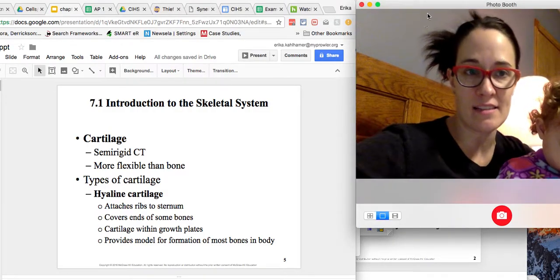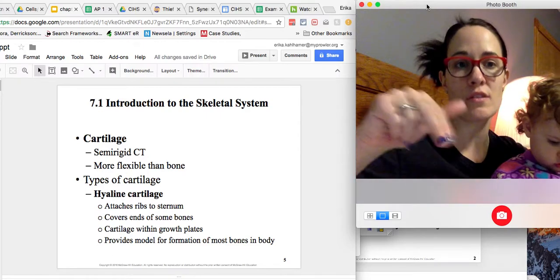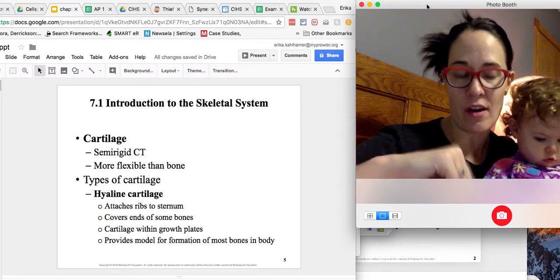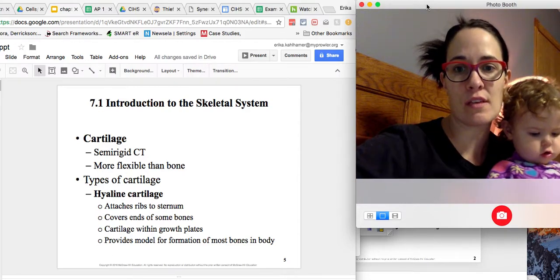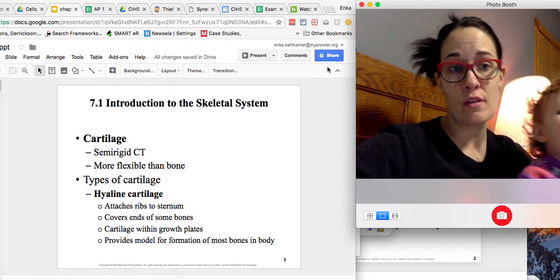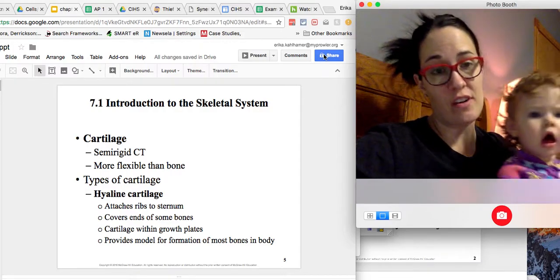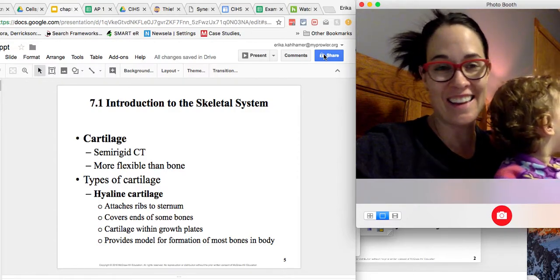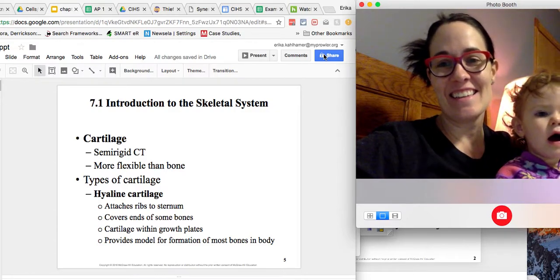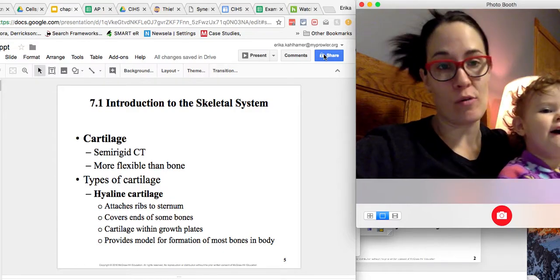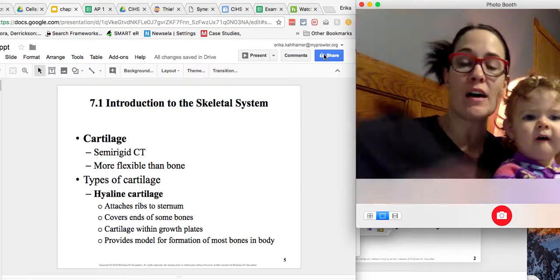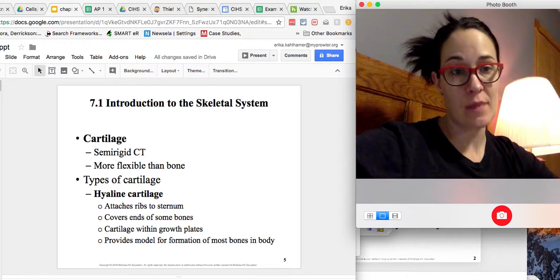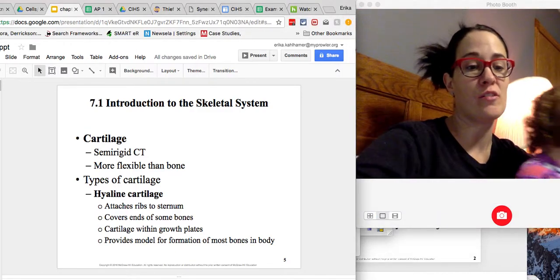At the ends of long bones, it's called articular cartilage, where the bones meet other bones. And then the growth plates in the long bones. So when you're continually growing in height, that's made up of hyaline cartilage until it calcifies.